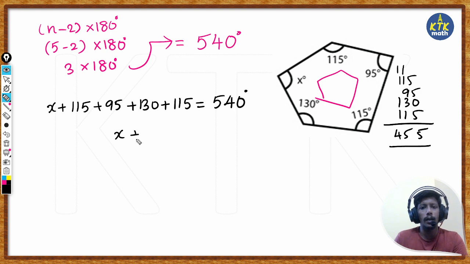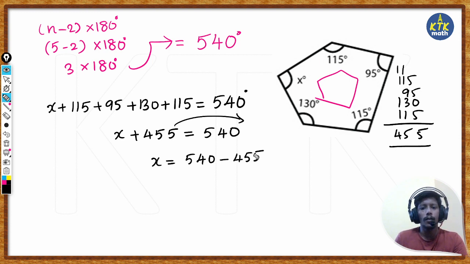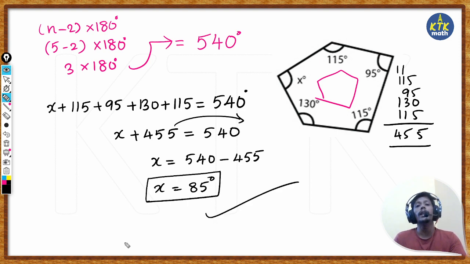So x plus 455 is equal to 540. Now 455 transposes to the opposite side. It will give you 540 minus 455. So your answer will be 85. That's all. Is that clear? Yes, it's a very easy, simple one. Okay, so in the previous case it was a quadrilateral, so I substituted 360. In this case it is 540. It's a simple question only.